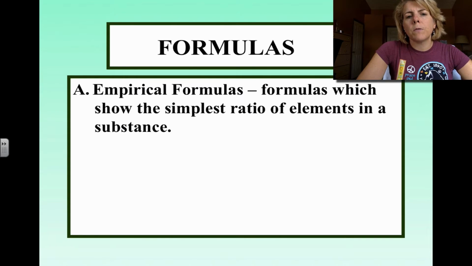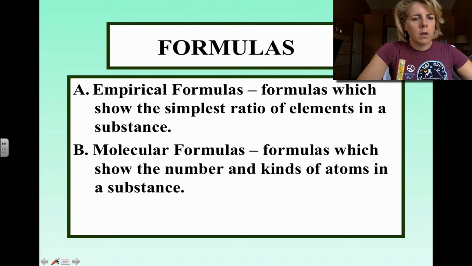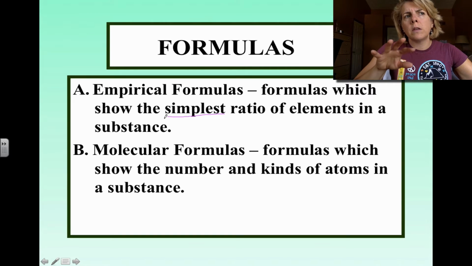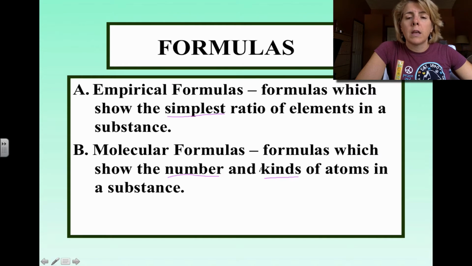Okay, so let's look at formulas. Now, there's actually a couple different types of formulas. There's what we call empirical and molecular formulas. So when you're looking at both, the difference between empirical and molecular is that empirical is the simplest ratio of elements. So you're going to see the subscripts that are located in the formula. They're not divisible by a factor. And I'll show you that in a minute here. Whereas molecular formula, this has the exact number and the types of atoms that are found in that substance. And I will give you some examples so that you can tell the difference between the two.